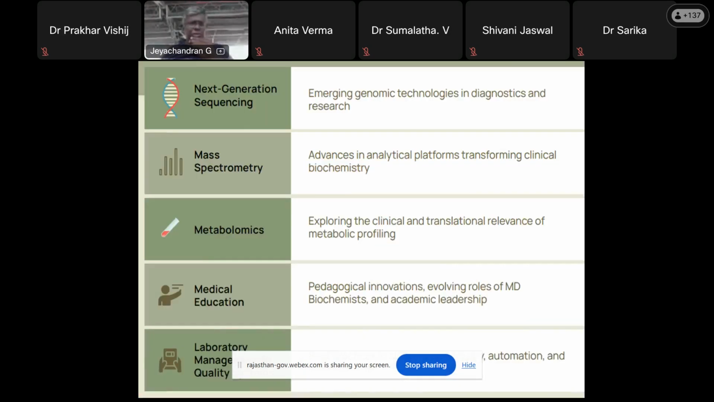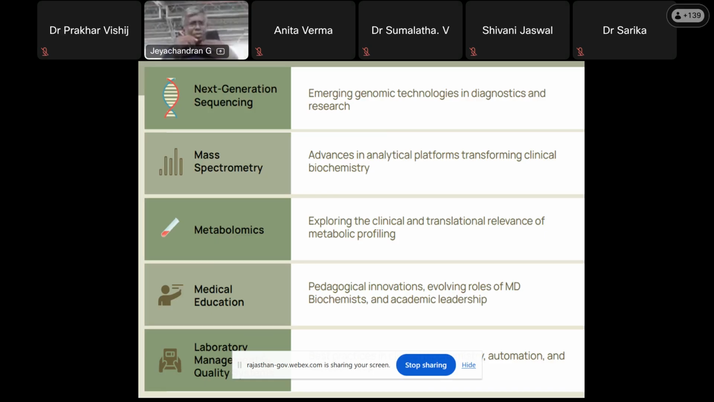These are the main themes: next generation sequencing, mass spectrometry, metabolomics, medical education, and laboratory management. We are giving equal opportunity to all these things. The main theme of the conference itself is next gen biochemistry. This is our idea to define what the next gen biochemistry is, and we are going to have it here.